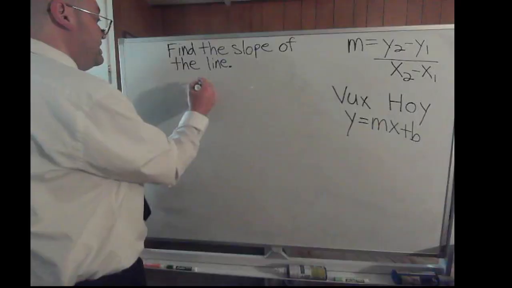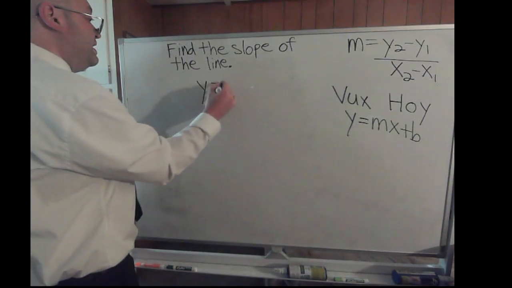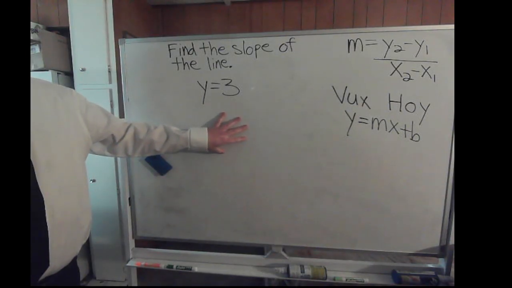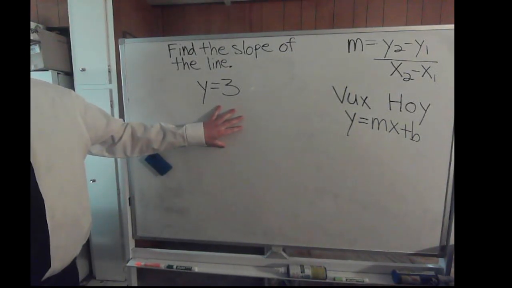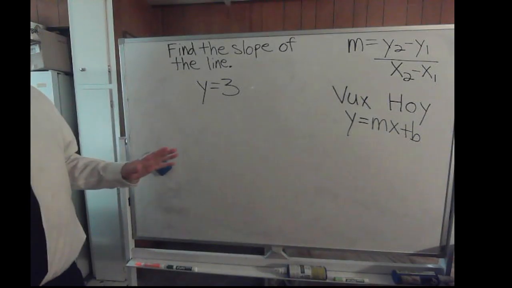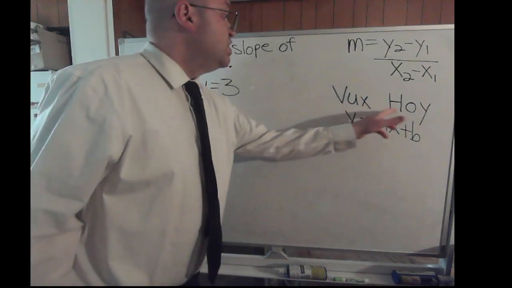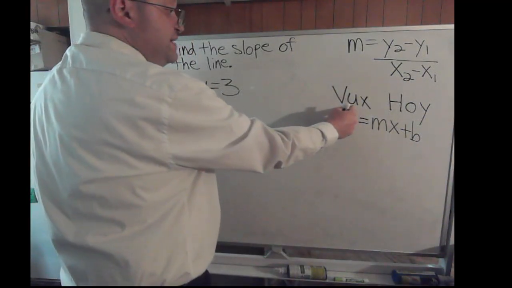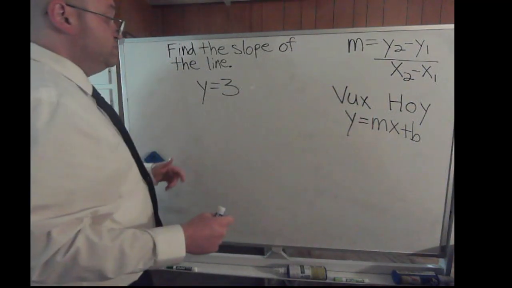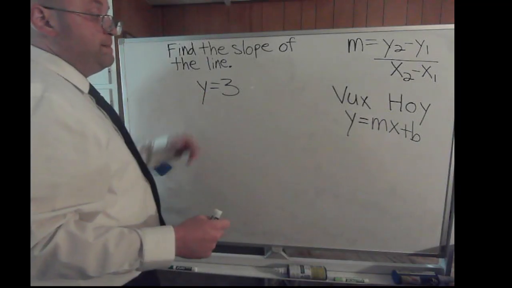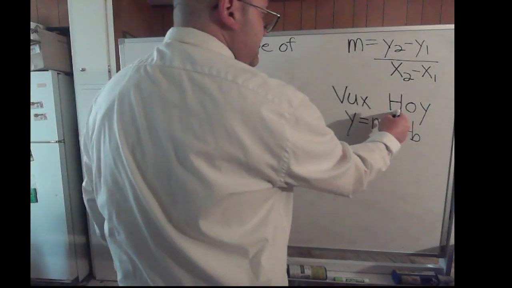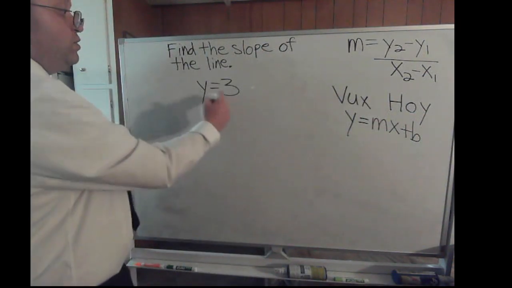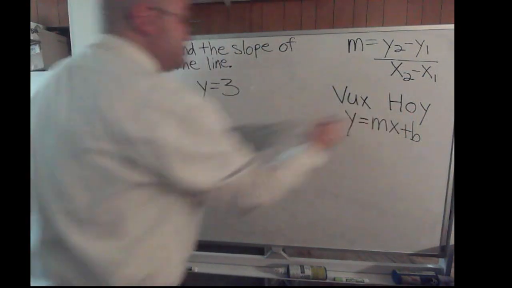Okay, let's say, how about y equals 3? You just got the line y equals 3. What is the slope of that? Remember Vux Hoy. V for vertical line, U for undefined slope, X for X equals. So it'd have to be X equals something. H for horizontal line, O for zero slope, Y for Y equals. We got y equals, that means it has zero slope.